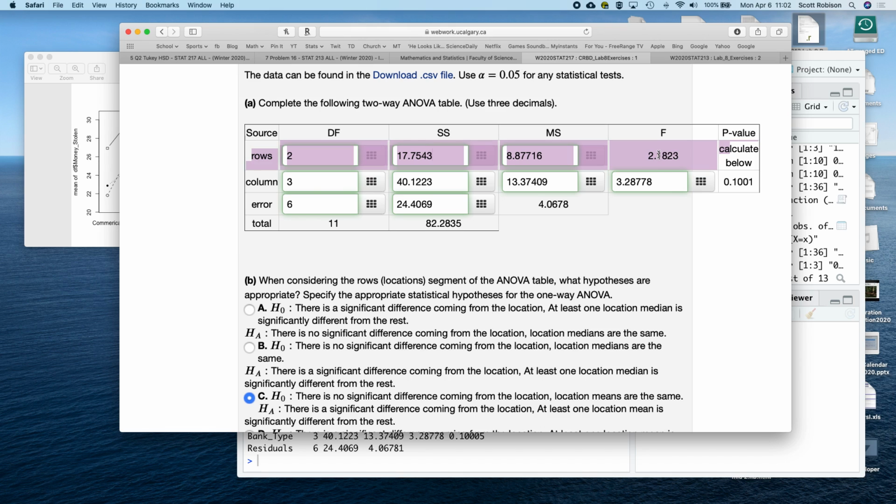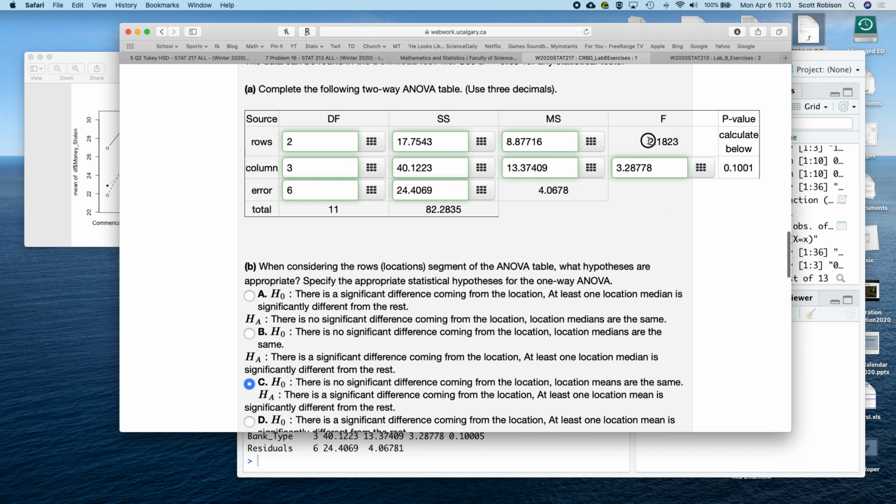For ANOVA, the null hypothesis is that the means are all equal. Another way of saying that is if the means are all equal, then there's no significant difference, meaning there's nothing special happening there. So the null hypothesis is that there is no change, or in other words, there is no effect or no significant difference. And the alternative is that there is at least one difference in average.